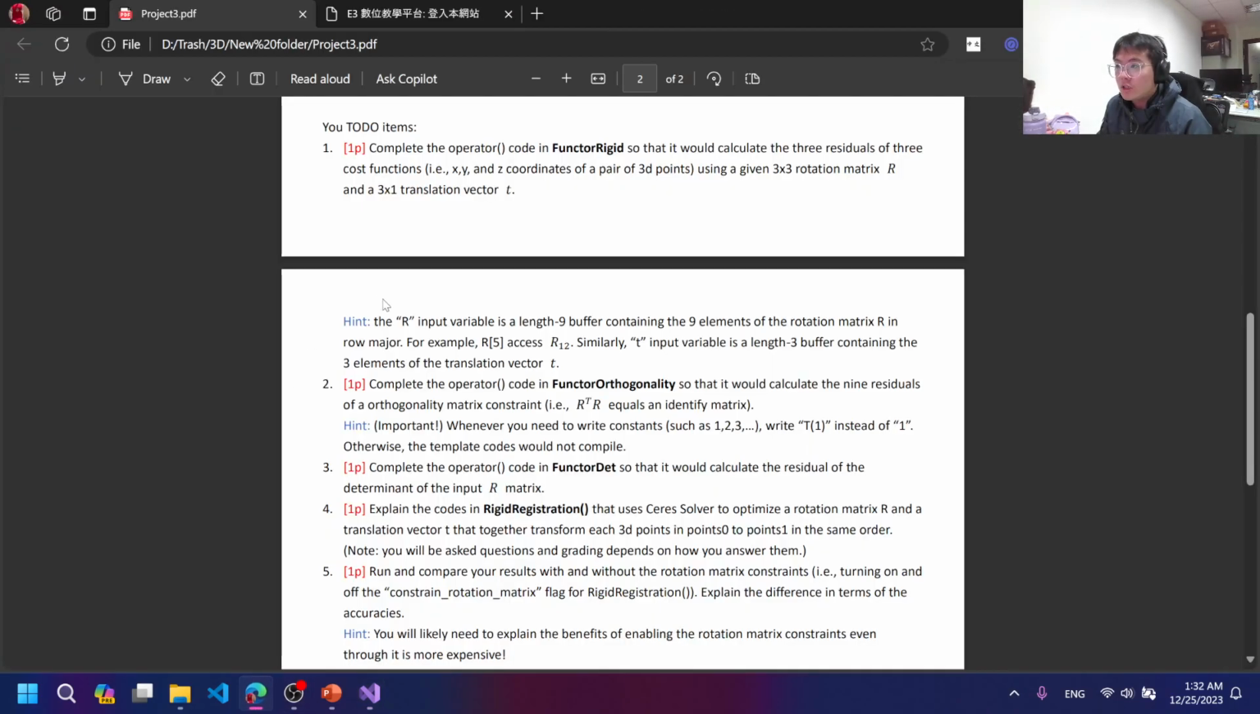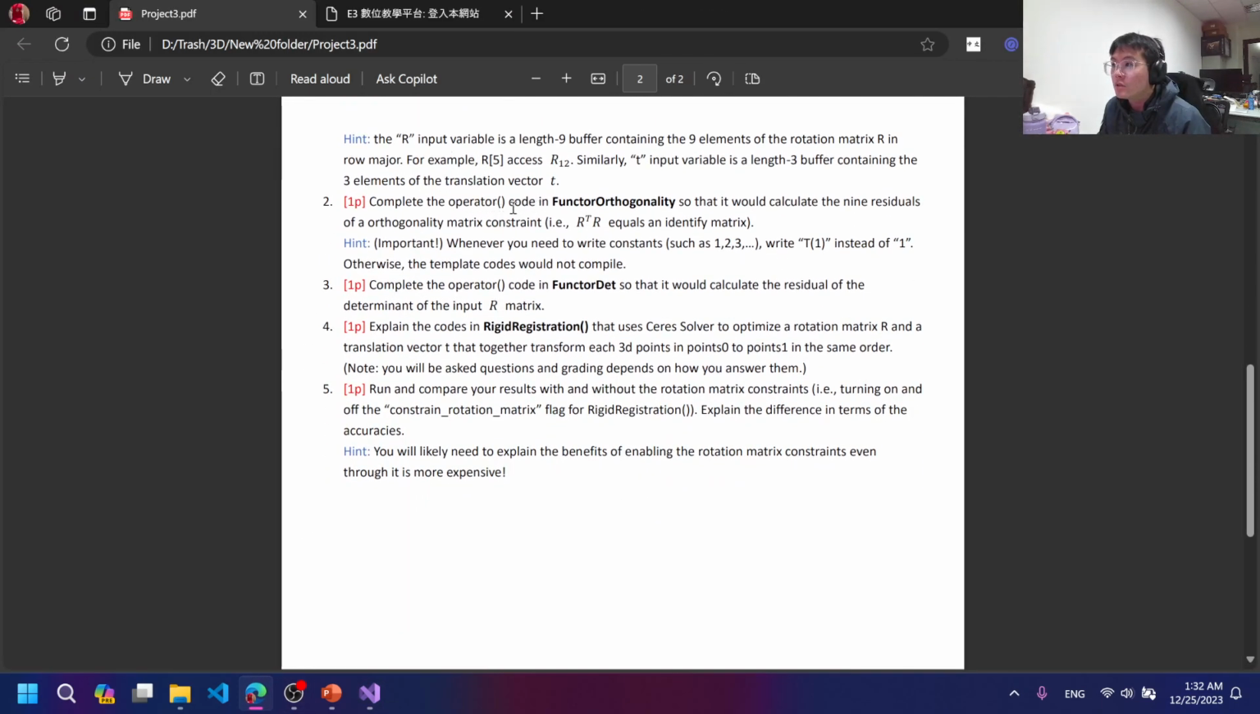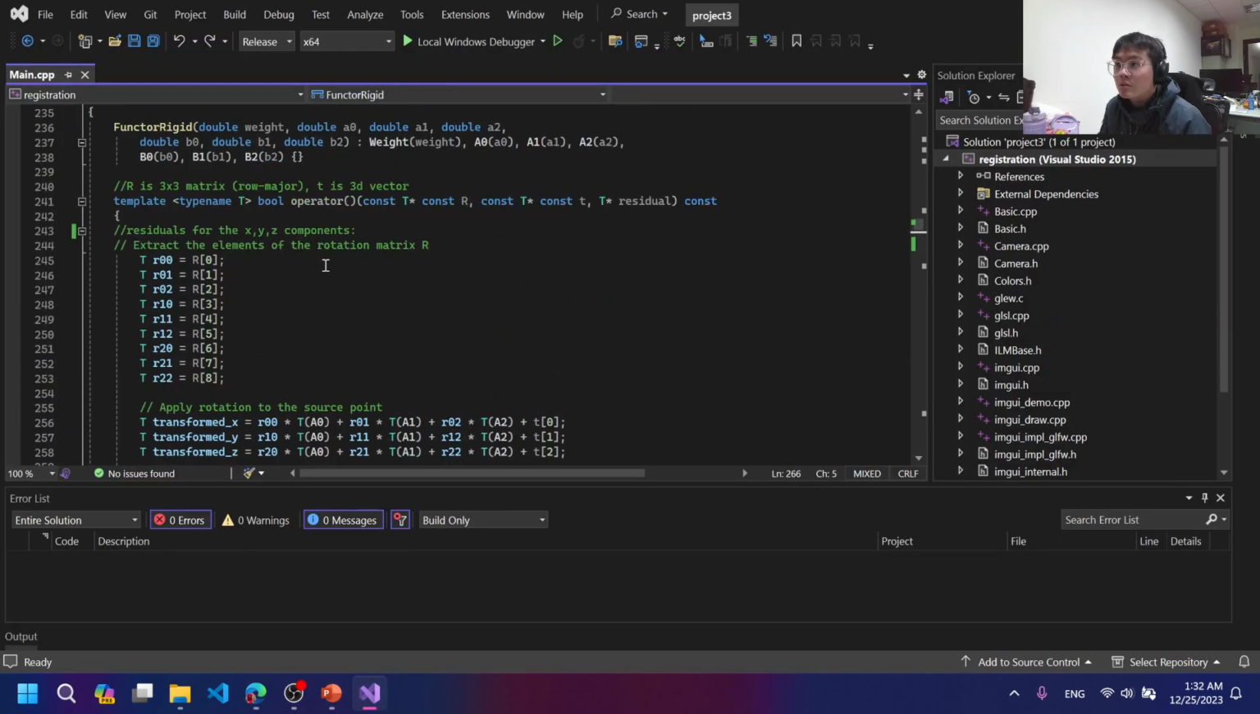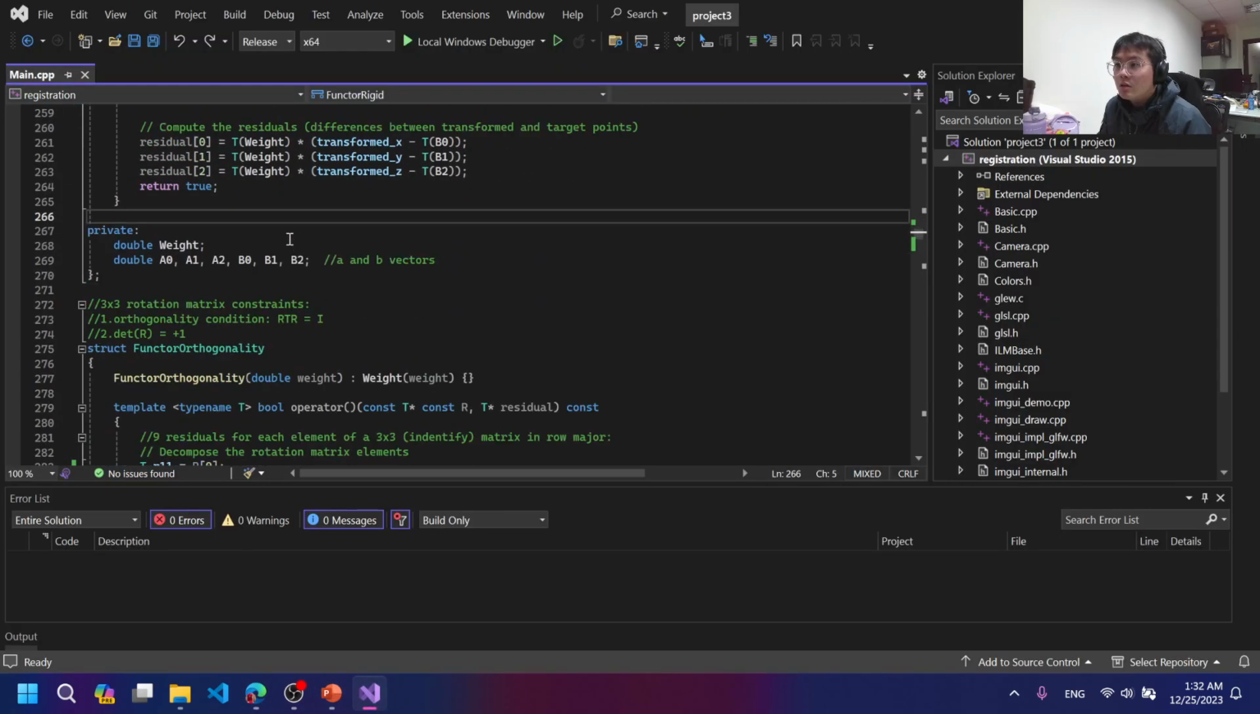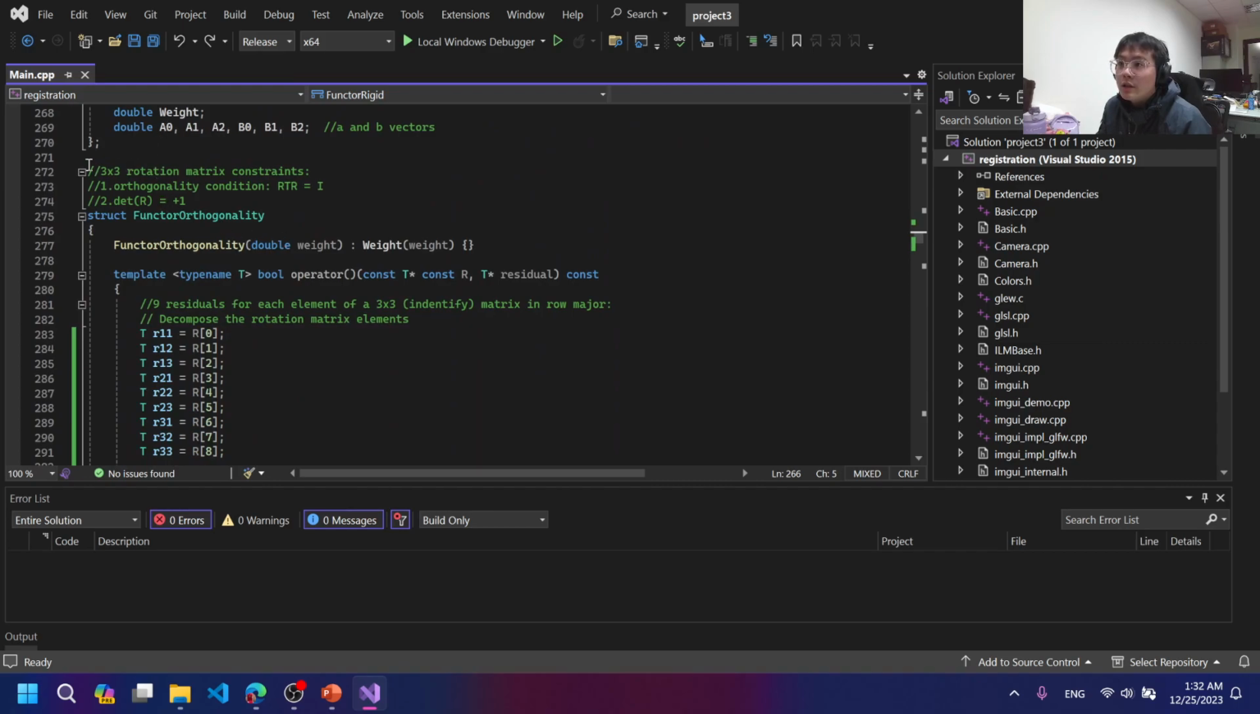Okay, let's look at the second question. Complete the operator code in functor orthogonality so that it would calculate the 9 residuals of the orthogonality matrix constraint. It's right below it, so let's look at the comments again. The comments are really helpful. It already provides half of the answer.